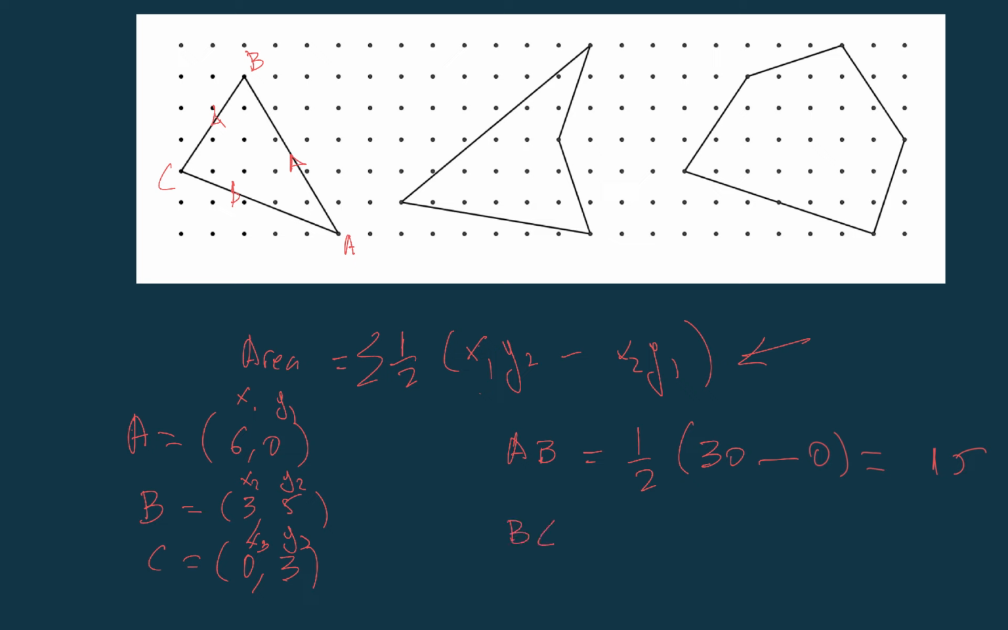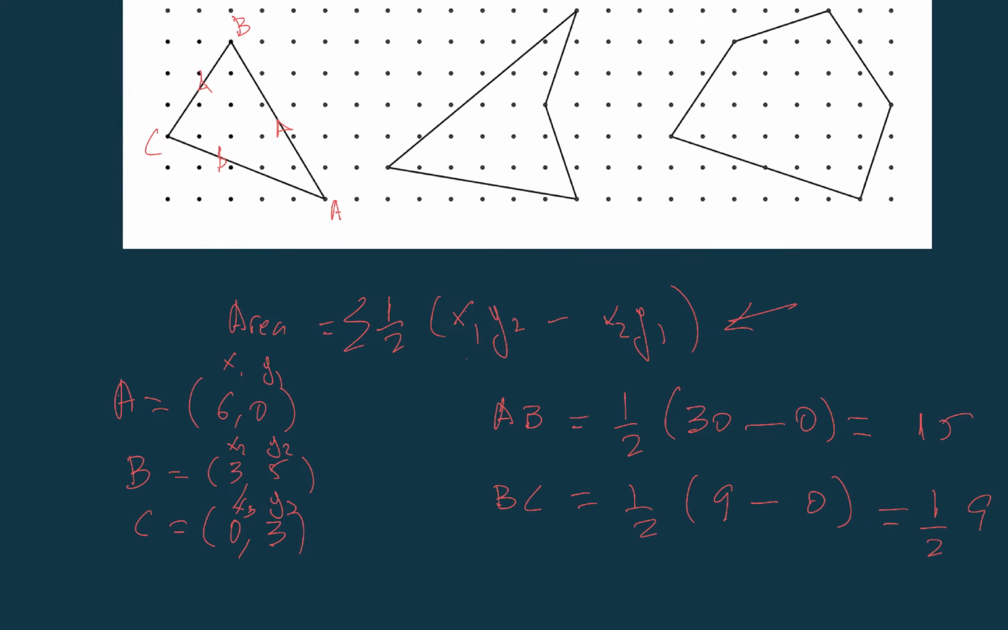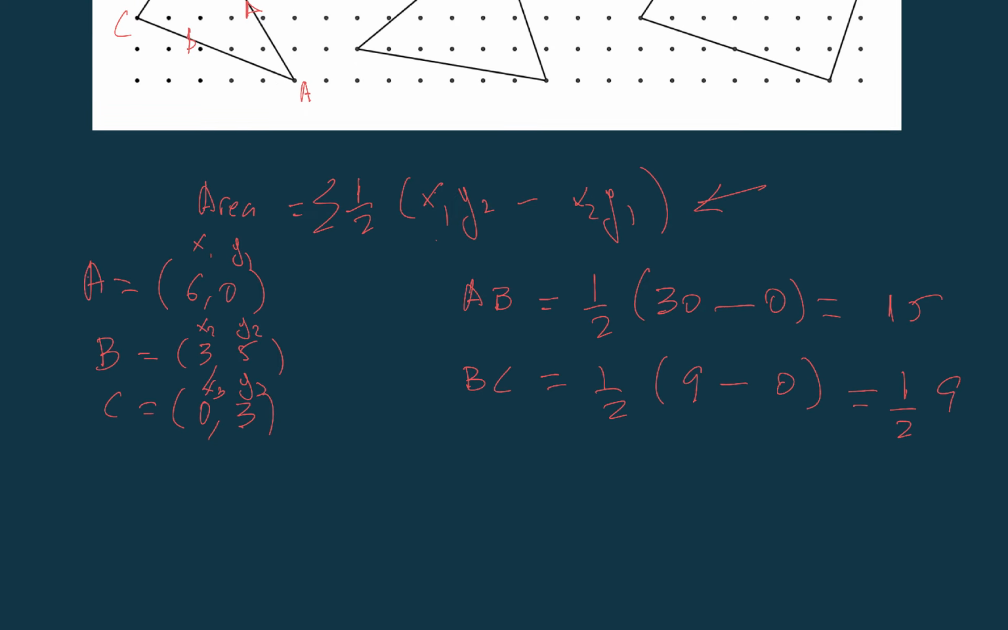Now BC. BC will be 1/2 of x1 y2, 3 by 3, 9, minus the second x component, 0, by 5, 0. So it's 1/2 of 9. That is BC.